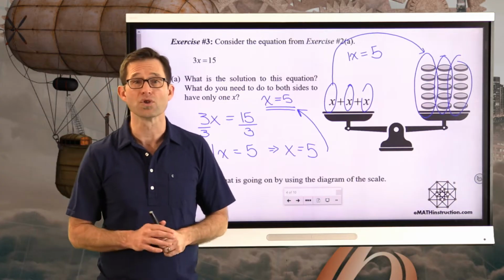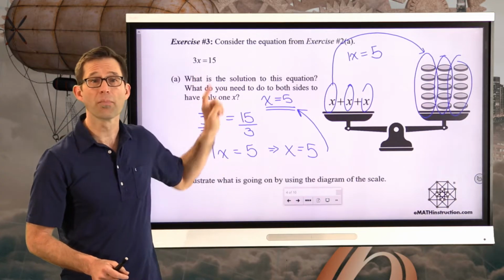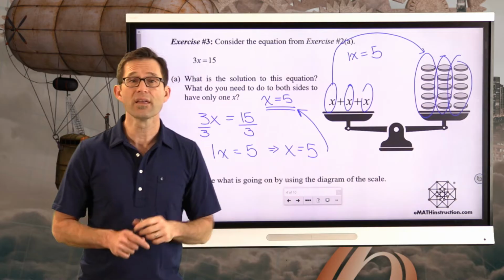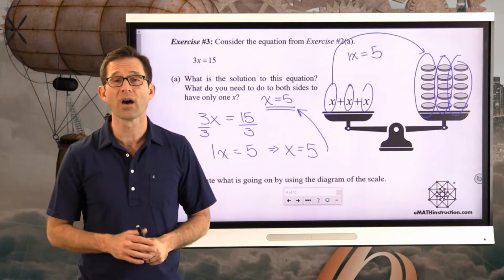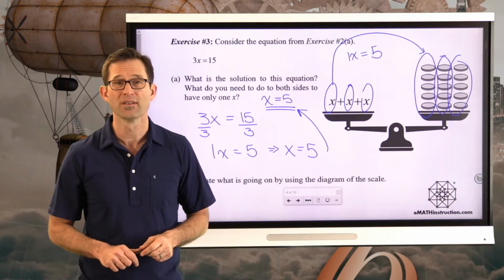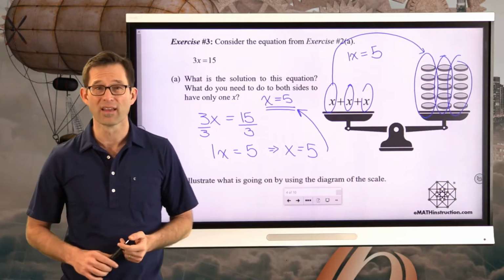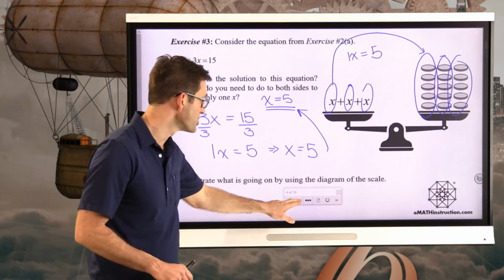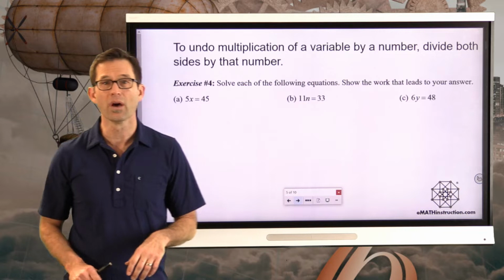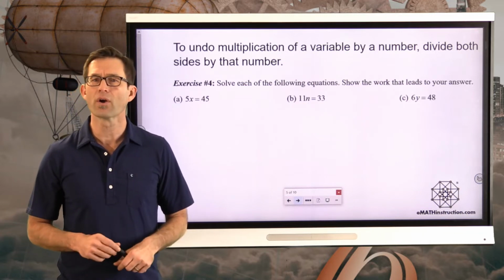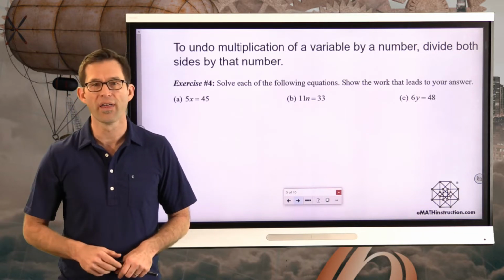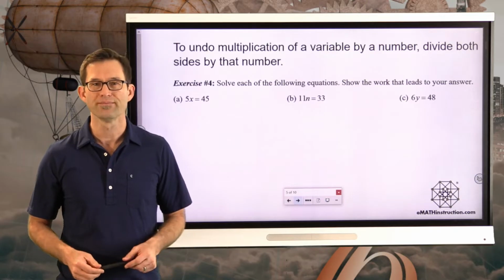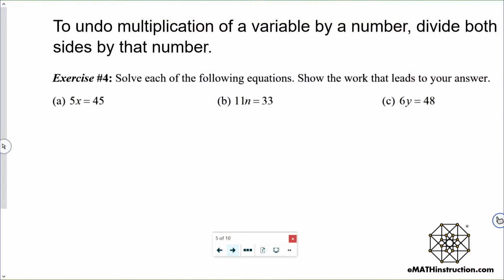If we look at an equation where the variable has been multiplied by a number, to isolate the variable, we're going to divide both sides by whatever that number is. So let's take a look at that and get some practice on it in the next set of exercises. Here we go. To undo multiplication of a variable by a number, divide both sides by that number. Exercise number 4. Solve each of the following equations. Show the work that leads to your answers.